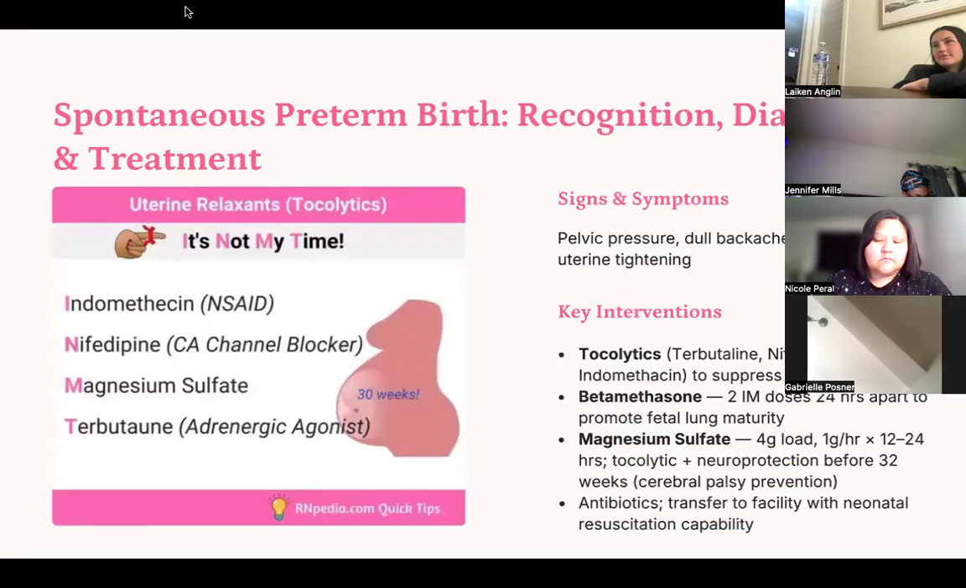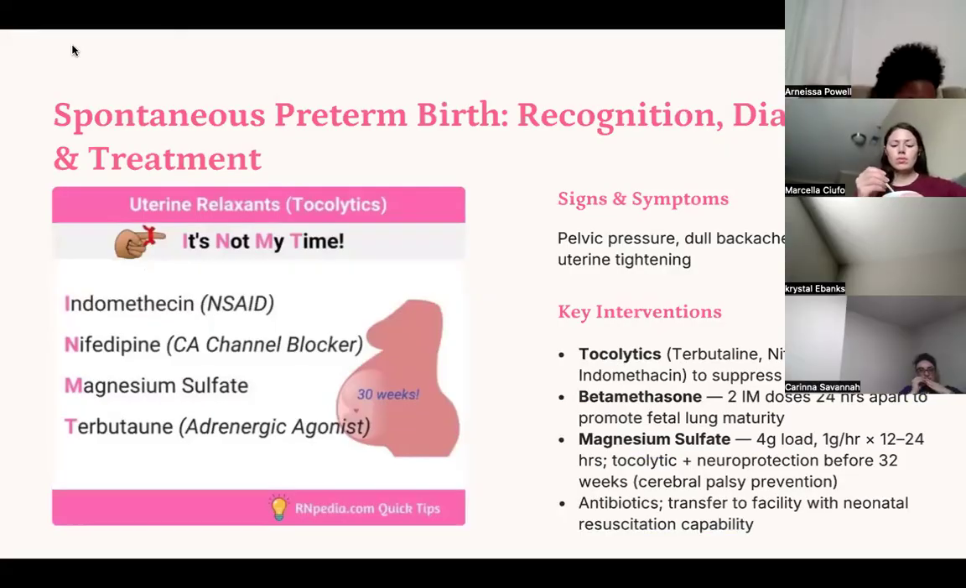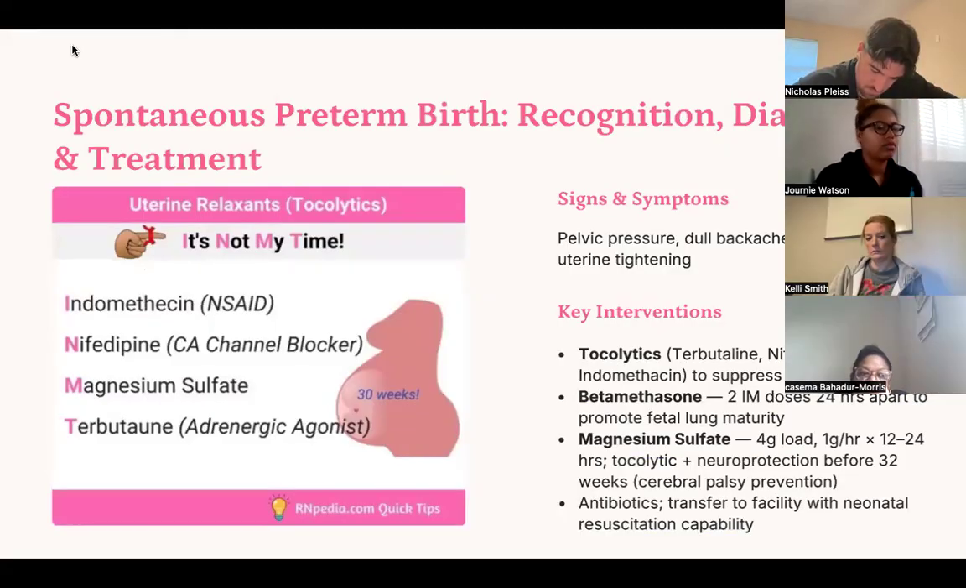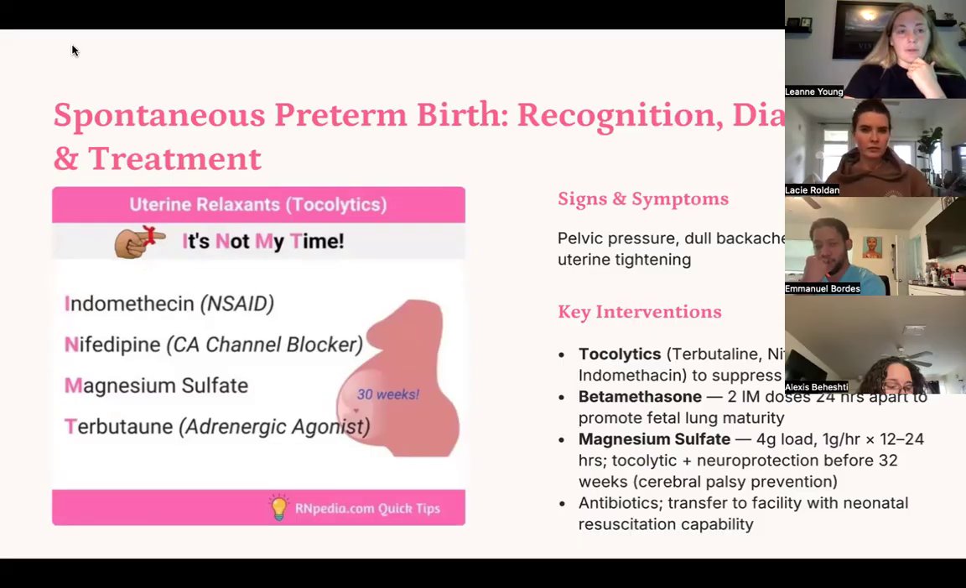All right. So now we know our risk factors, and we know the signs and symptoms. How are we going to treat preterm birth or preterm labor? And like I said, this is done depending on the gestation. This is done depending on mom's history, the history of the pregnancy, and how it's progressing.